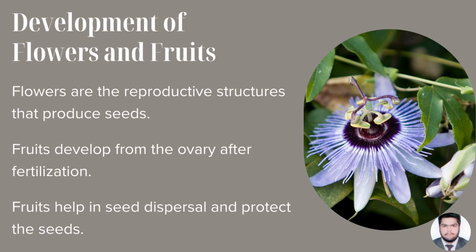Development of flowers and fruits. Flowers are the reproductive structures that produce seeds. Fruits develop from the ovary after fertilization. Fruits help in seed dispersal and protect the seeds.